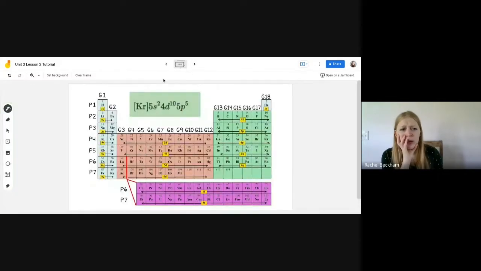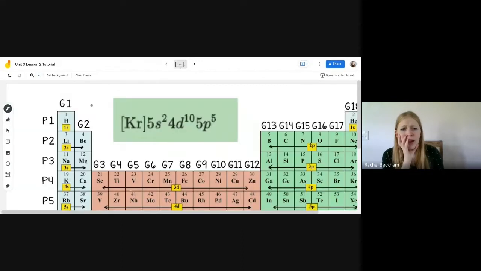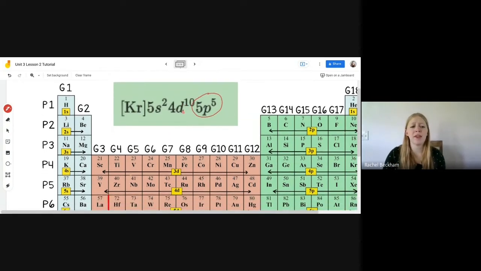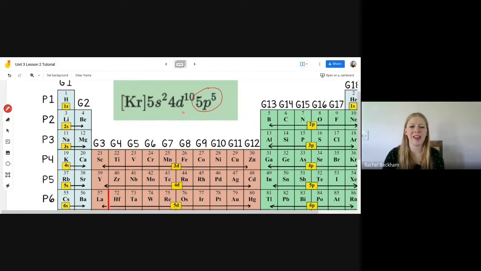Let's look at this next one here. I'll zoom in again. Again, just look at what it ends on, and this will help you identify the element. So what element ends on 5P5? I'm going to have you pause for a second and find the element looking at this right here.